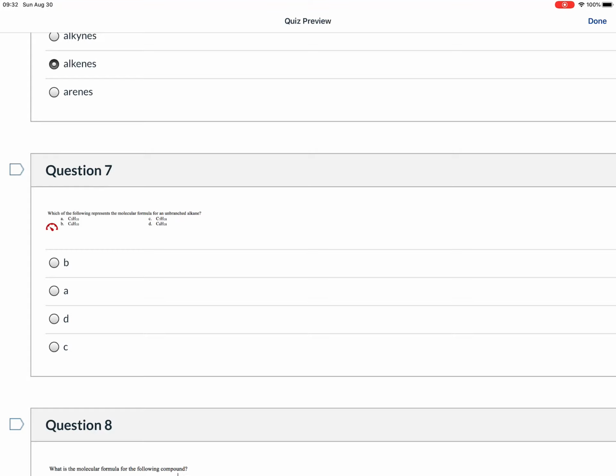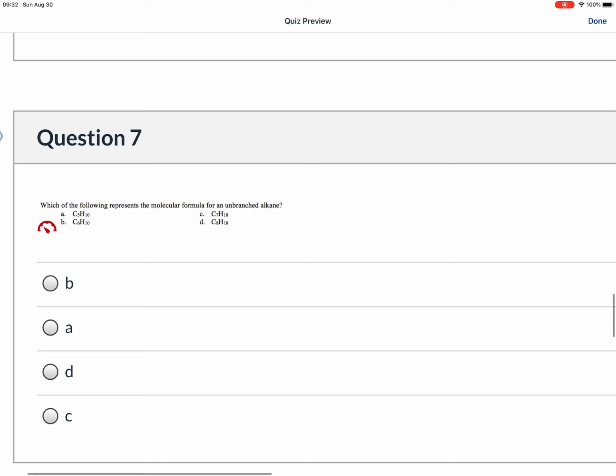Question 7. Which of the following represents the molecular formula for an unbranched alkane? This isn't a trick question. If we branch an alkane, it doesn't give it a different formula. If we include double bonds or add a functional group, then that changes, but branched or unbranched, they're the same. What the question here is asking you is, for an unbranched alkane, how many hydrogens and carbons should you have? Unbranched just means the straight chain. The formula here is 2n plus 2.